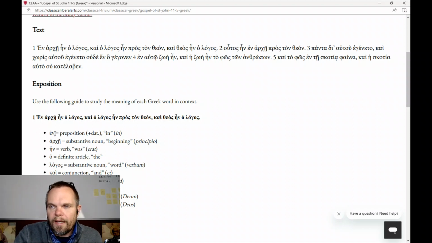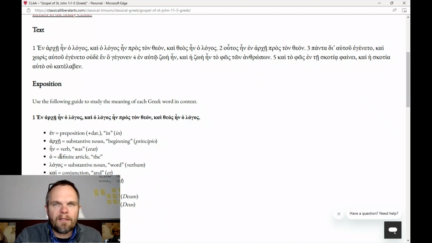The first word en is a preposition. It's followed by the dative case in this use. So we're going to look for the dative case, and we're going to find it in that next word, the noun arche. But this preposition is translated in. If you look in the parentheses after the English in italics, that's the Latin equivalent for this Greek word.